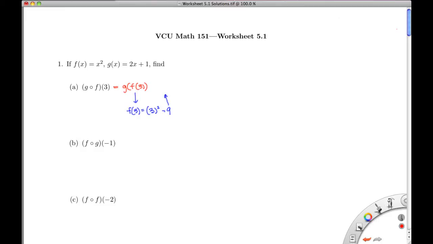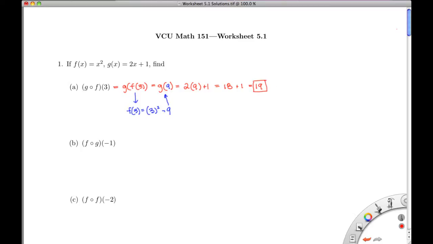So if we go back up here, what we're really being asked to do is to take g and evaluate it at f of 3, which we've just determined is actually just 9. So now we can go ahead and figure this out. So we're going to take g, which takes 2, and it's going to multiply 2 by the given input, which in this case is 9, and then add 1. So that's going to give us 18 plus 1, and that's going to give us a value of 19. So that's how we would take care of part A.